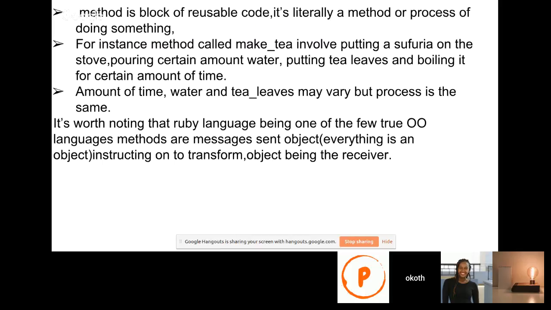It's worth noting that Ruby being one of the few true object-oriented languages, methods are messages sent to objects. Everything in Ruby is an object, right? So we instruct them to transform. Okay, send to object, instructing them to transform. So objects being the receivers.